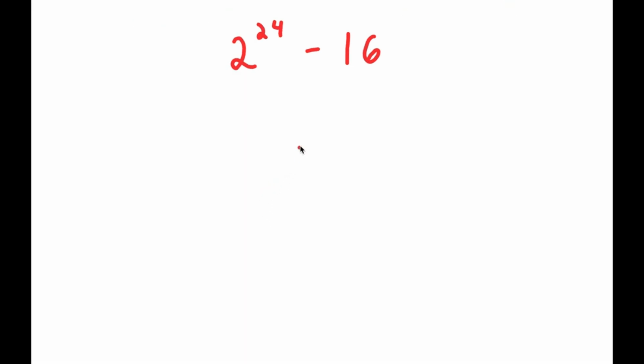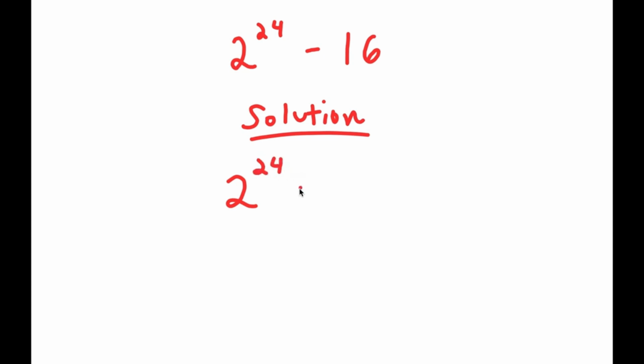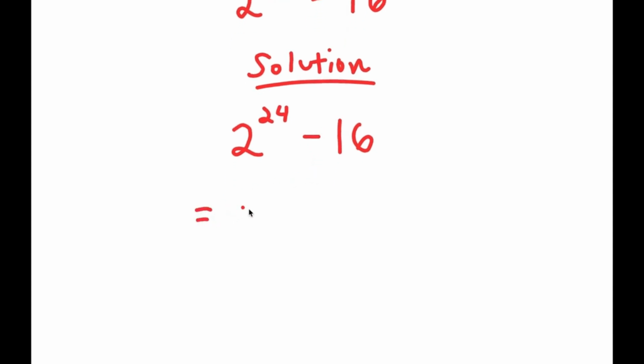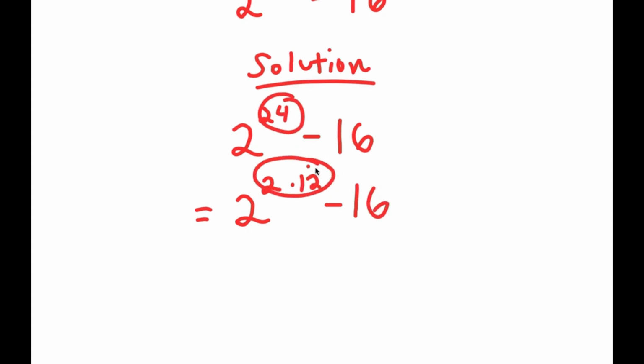Alright, so in this problem, I have 2 to the power of 24 minus 16. So, to solve this problem, for my solution, I first start by rewriting my problem here. So I have 2 to the power of 24 minus 16. And this is the same thing as 2 to the power of 2 times 12 minus 16. So all I did was rewrite 24 as 2 times 12 in my exponent.